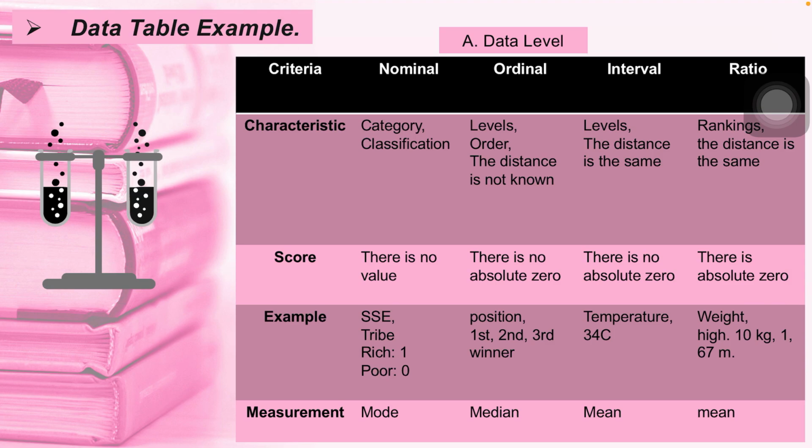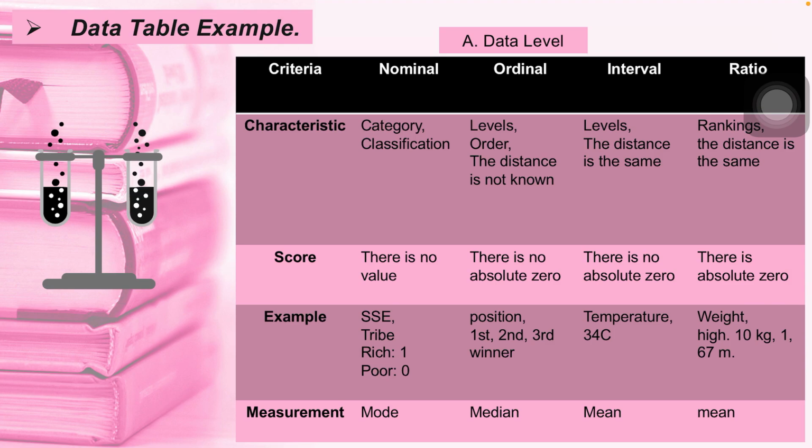Ordinal's characteristic is using levels and order, and the distance is not known. And there is no absolute 0. The example is position, for example first, second, third winner, and the measurement is using median. And for the interval variables, the characteristic is the levels and the distance is the same. The score has no absolute 0. And the example is temperature, for example 34 Celsius, and the measurement is mean.